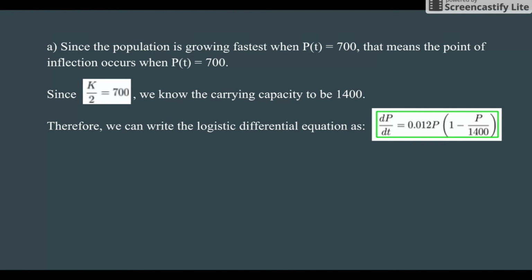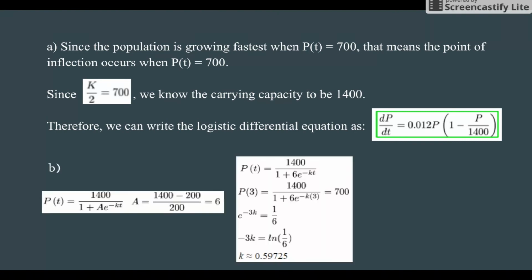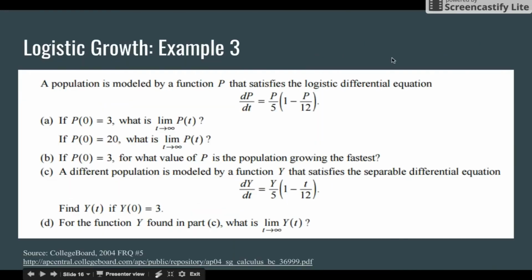Now to find the population equation, we can just find A and k and know that our carrying capacity is 1400 from part A and find that the equation is 1400 over 1 plus 6e to the negative 0.59725t. Our third example is an FRQ from 2004. It says a population is modeled by a function P that satisfies the logistic differential equation dP/dt is equal to P over 5 times 1 minus P over 12.